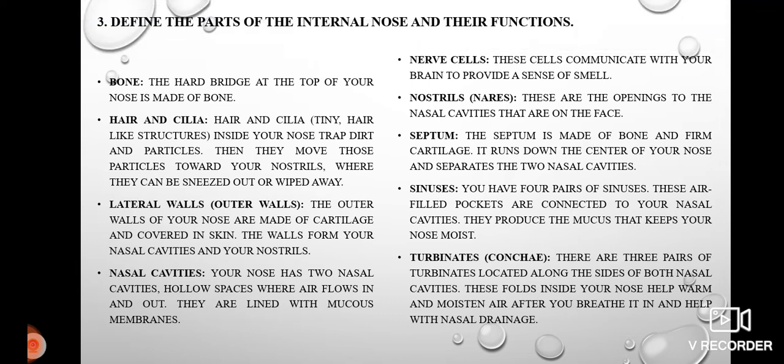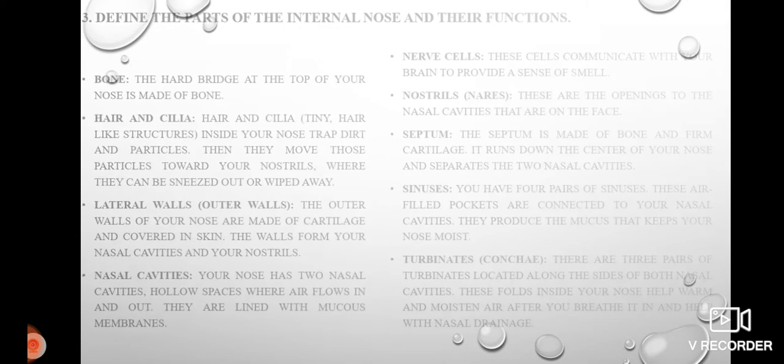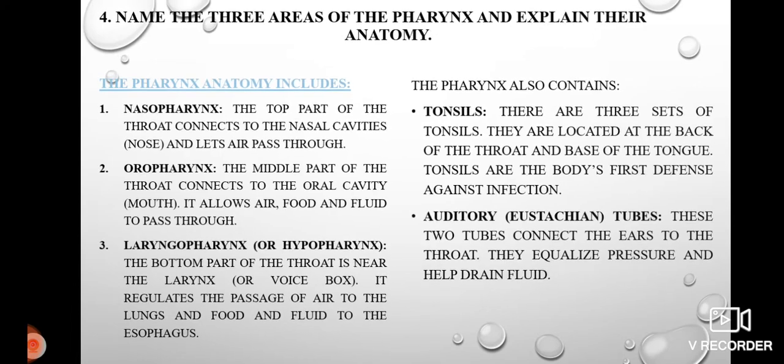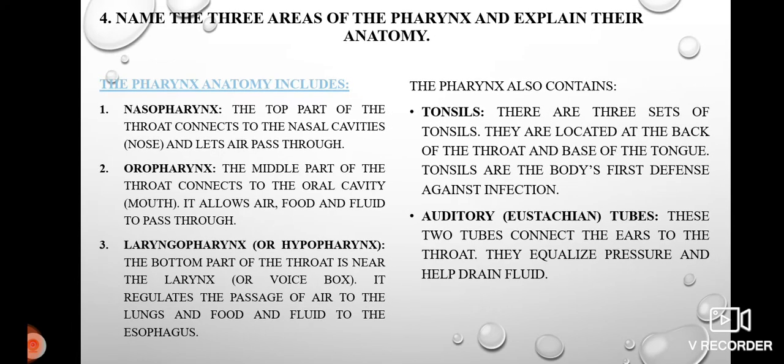So ito ang different parts of the internal nose and their function. So let's move on to the fourth content. For the fourth content, name the 3 areas of the pharynx and explain their anatomy. So there are 3 areas of the pharynx, which include the nasopharynx, the second one oropharynx, and the laryngopharynx or the hypopharynx.